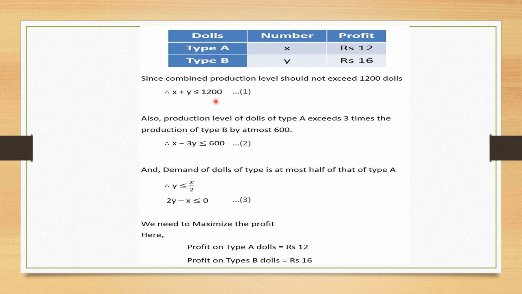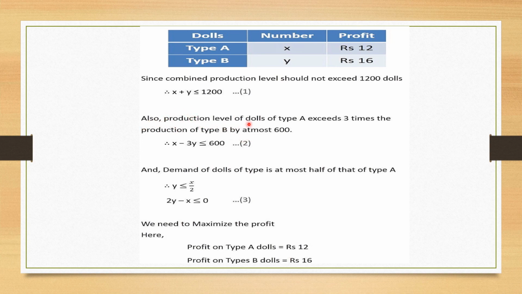It's very clear. Same as we have done, the total economy and executive class tickets put together should not exceed 1200, same as in question number 5 of the miscellaneous exercise. So x plus y is less than or equal to 1,200 is your first inequation. Now see this, this is very important.